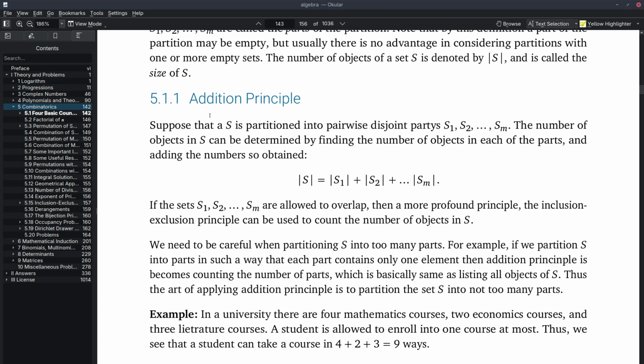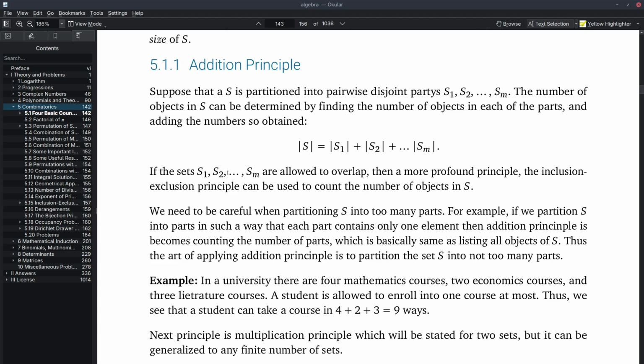So the first principle is the counting principle, that is, the addition principle. Suppose that S is partitioned into pairwise disjoint parts S1, S2 through Sm. The number of objects in S can be determined by finding the number of objects in each of the parts and adding the numbers so obtained. So the size of S is the sum of the sizes of each part.